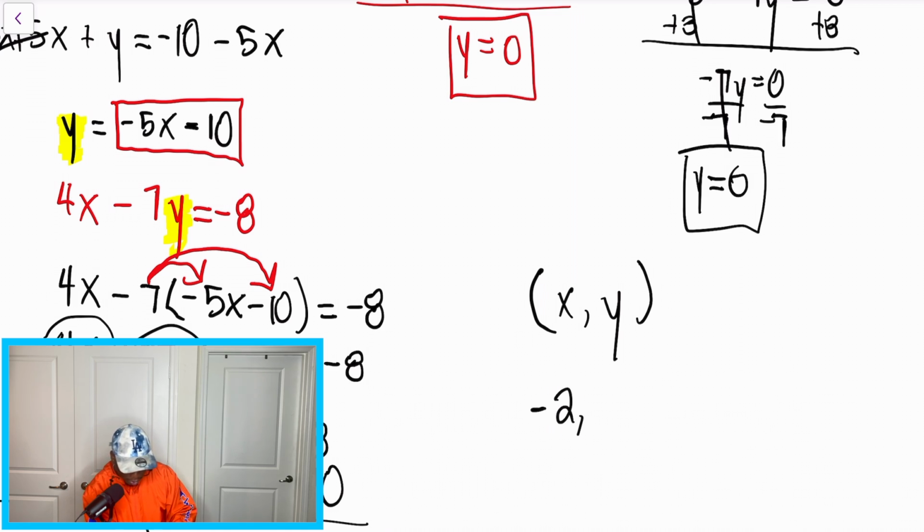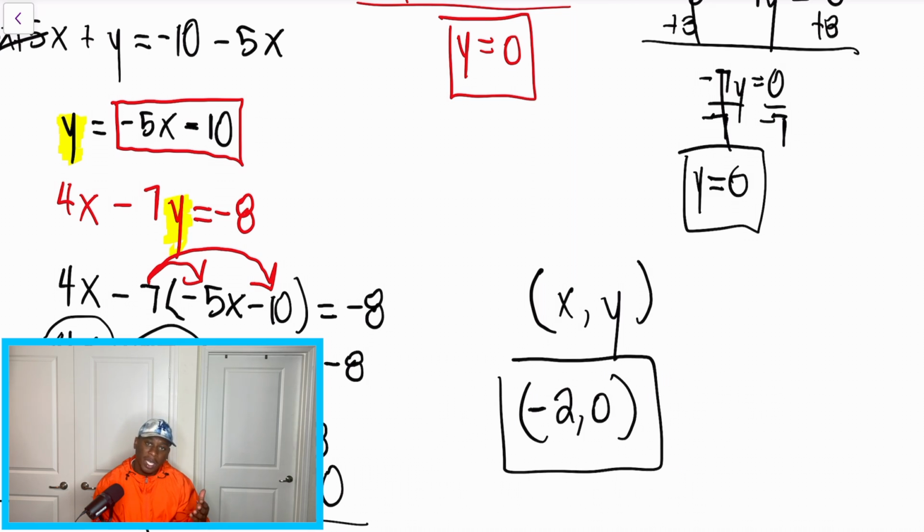All right, guys. So they ask you for the solution. It's just an ordered pair, and that will be negative 2, 3. This is when the equation will be a true statement, okay?